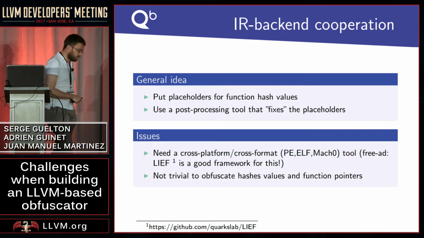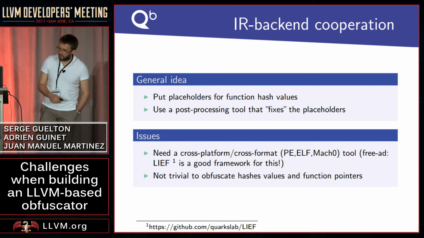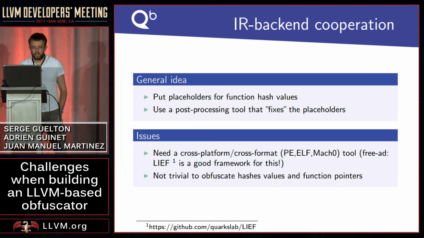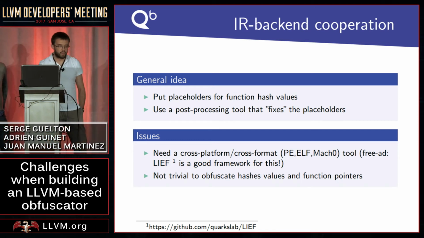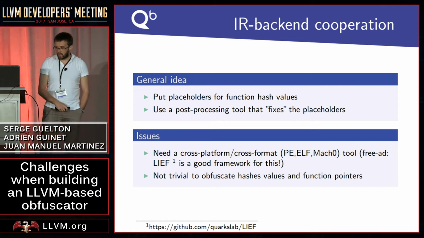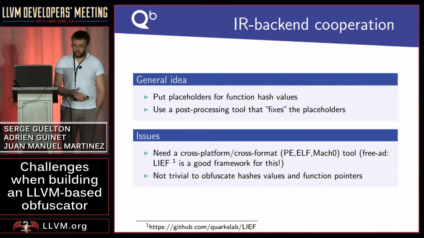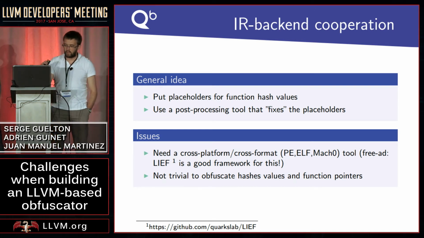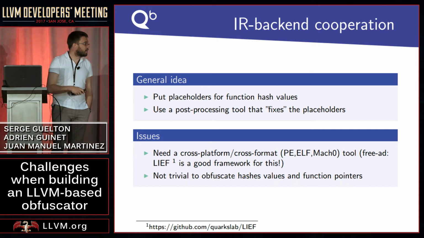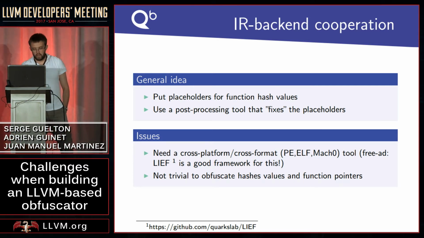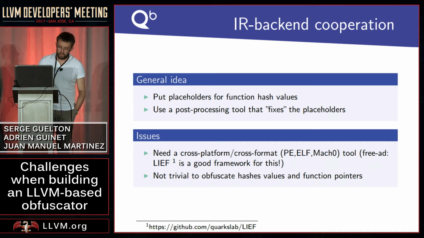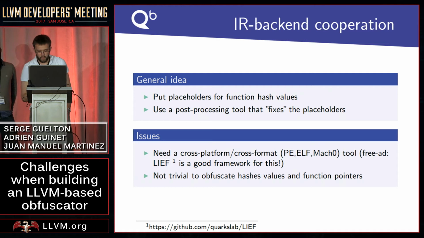About the hashes, we still have to fix the problem of having the hashes of functions. So the general idea is to put placeholders at the IR time where the hashes will land, and then we use a post-processing tool on the final binary to compute hashes and fix the binary. By doing that, we need a cross-format, cross-platform tool to do that. So we use a framework developed by Quarkslab, which is called LIEF, which basically starts from the LLVM ELF structures, and which is a lot improved actually. You can do a lot of things with it. It's open source, you can try it if you want.